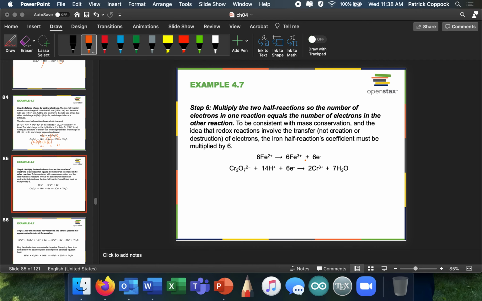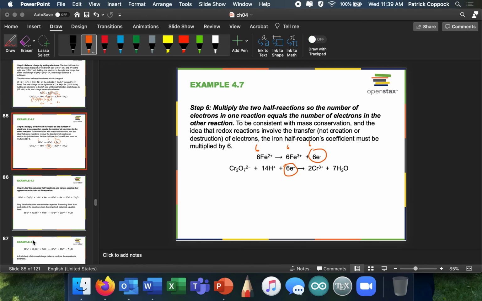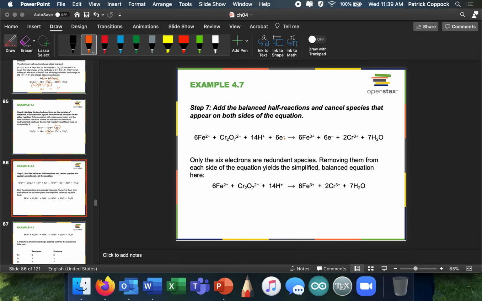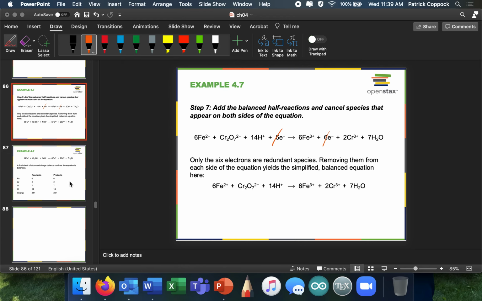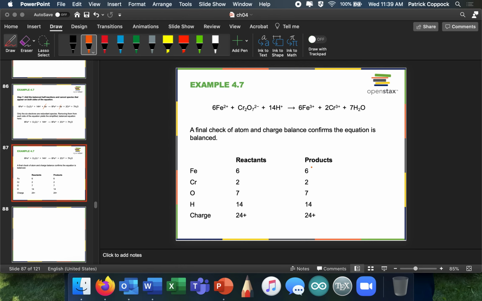Okay, and then after I do that, I've got to make it so the electrons that are produced equal the electrons that are consumed. This is like Hess's law. It's exactly like Hess's law. Okay, so 6 electrons, 6 electrons. That means I have to multiply everything by 6 up here in order to get them to be 6, right? And then I add everything together. See what cancels? My 6 electrons cancel over here and here. Okay, and that's why I multiplied the ones by 6 previously, right? So they can cancel. And then finally, I just check everything, and sure enough, everything's correct.